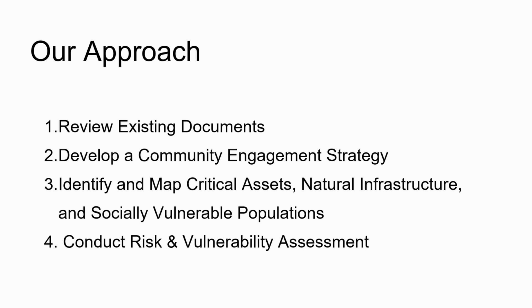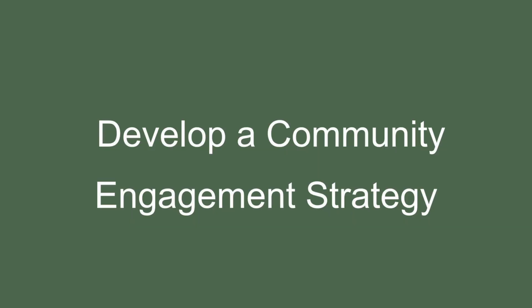So our approach was to review existing documents. We're looking at other requests for funding they had either asked for or received in the past. We're looking at land use and some existing problems in Jones County. We developed a community engagement strategy. We wanted to check the GIS data that we had, see what was missing and fill in some gaps. So we went there to survey community members and meet with local government. And then we created a GIS database, mapped those critical assets and natural infrastructure and socially vulnerable populations. And then finally we did the report.